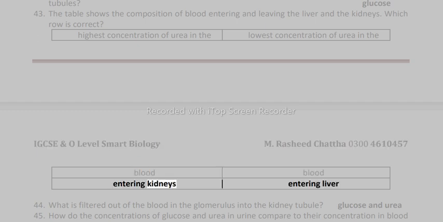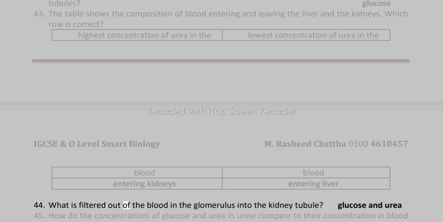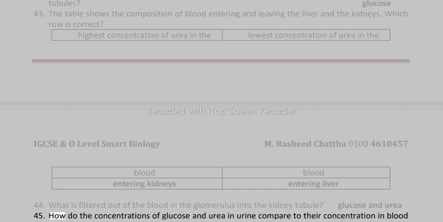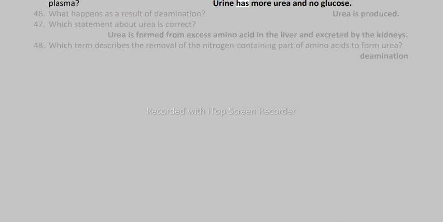Blood entering kidneys, entering liver. 44. What is filtered out of the blood in the glomerulus into the kidney tubule? Glucose and urea. 45. How do the concentrations of glucose and urea in urine compare to their concentration in blood plasma? Urine has more urea and no glucose.